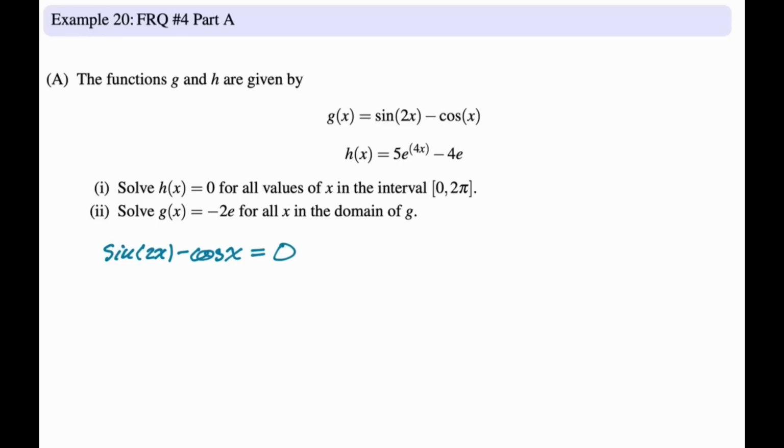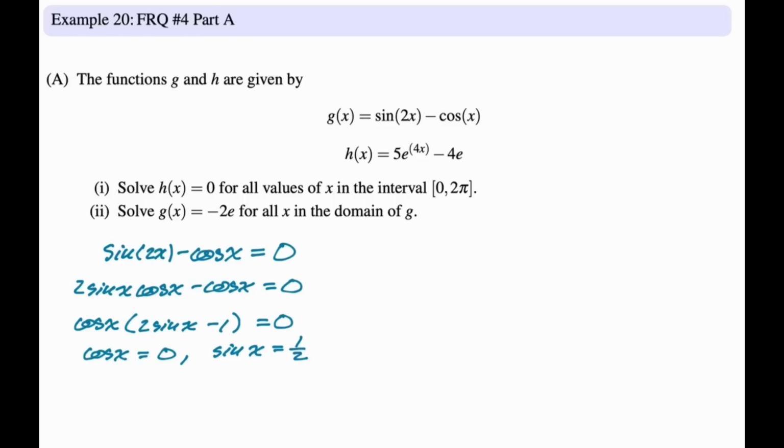This, again, if you have 2 different trig functions, you're kind of in trouble. So we need to do some, well, the argument here is what's causing a problem. Sine of 2x is 2 sine x cosine x. You got to know the double angle formulas, and then we can factor out a cosine, and then we can set them each equal to 0.